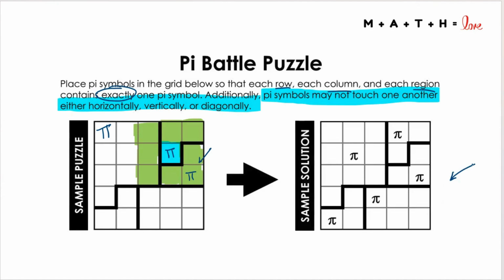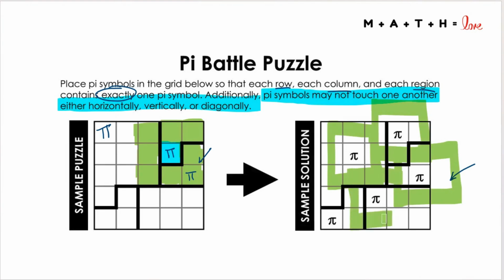So if you're wondering, how do you check your work once you've solved the pie battle puzzle? Well, you check, does every row have a pie symbol? Does every column have a pie symbol? Does every region have a pie symbol? And then you're thinking, can I draw a box around each pie symbol? And there should be nothing in that box. If one of them were to lie on the line of the box, then they would be touching horizontally, vertically, or diagonally.